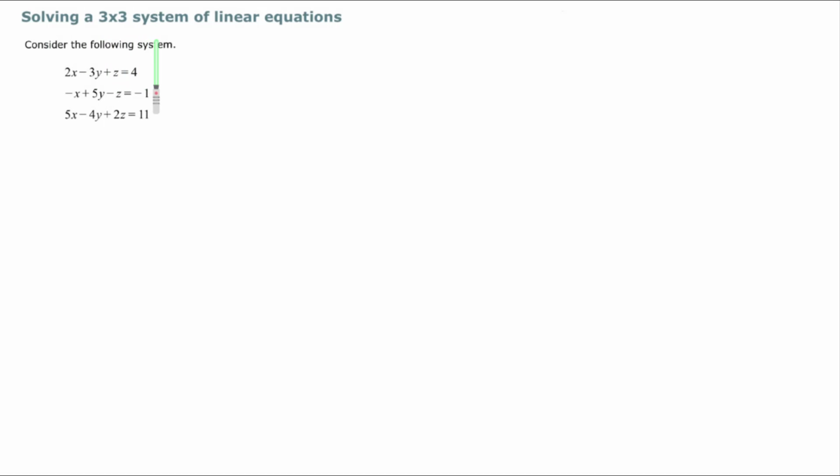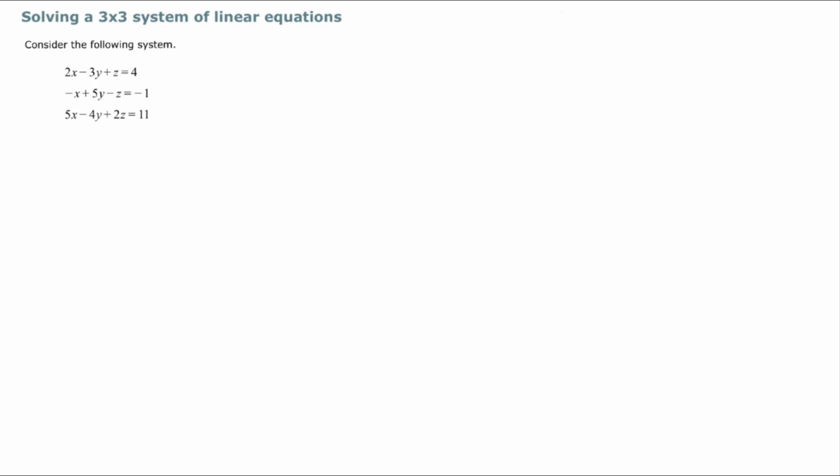Solving a 3 by 3 system of linear equations. Consider the following system. 2x minus 3y plus z equals 4. Negative x plus 5y minus z is equal to negative 1. 5x minus 4y plus 2z equals 11.